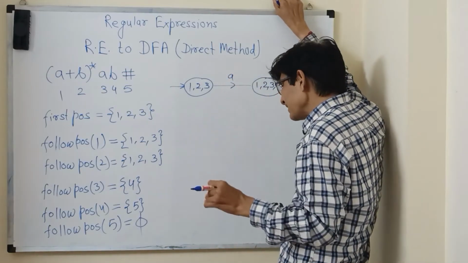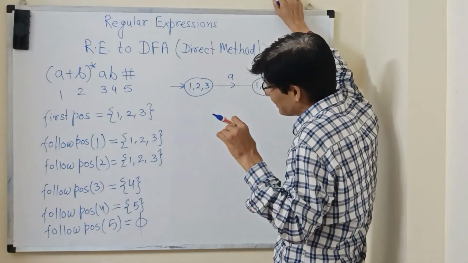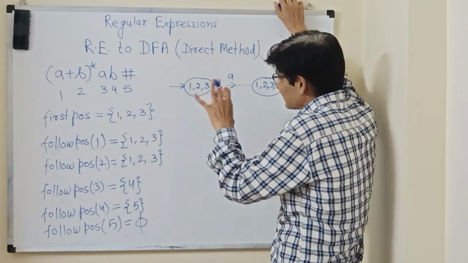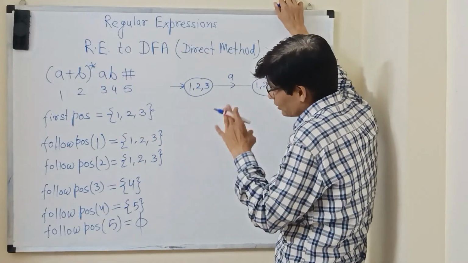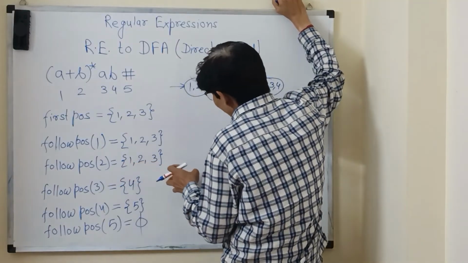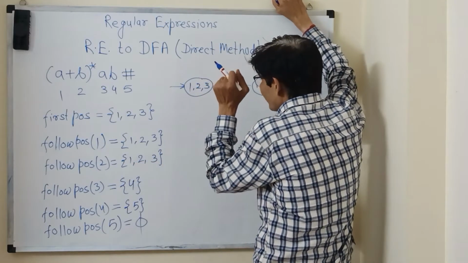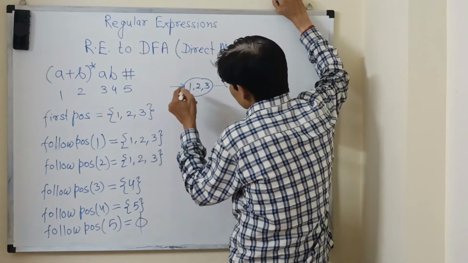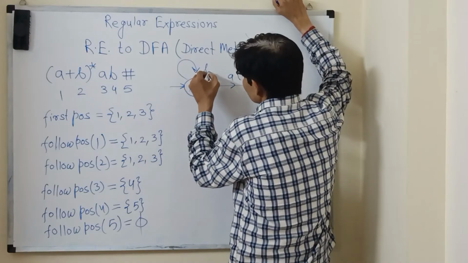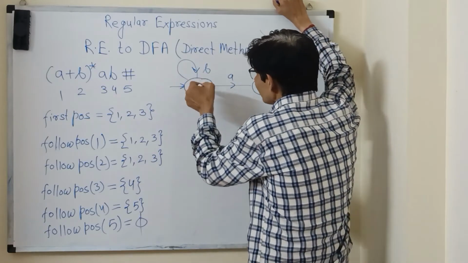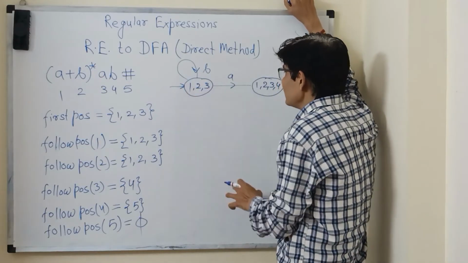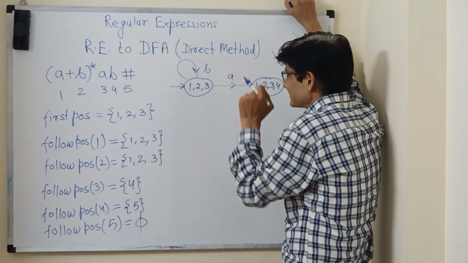Now check whether this state has been created already or not. If it is created, use the same state. If it is not, then you can create a new state. So followpos of 2 is 1, 2, 3, and 1, 2, 3 we have already created. So on the transition of B, we will use this state only. So for B, we will create one self loop on this state. Now we have seen both the transitions of A and B from this state.